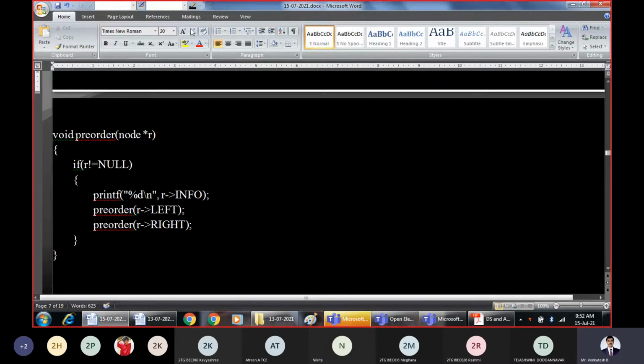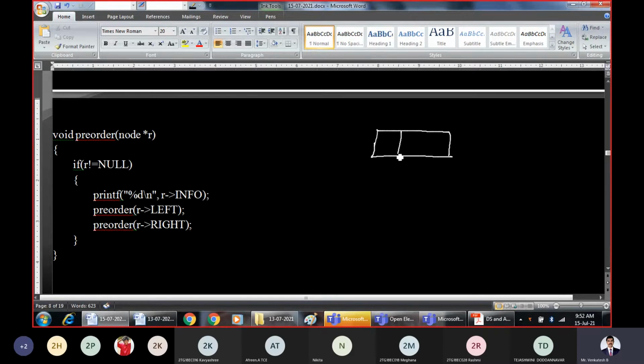As we are going to write the traversals here, I will write the tree here itself. That means these are the nodes. I will write it in a tree form now. 1, node 2, 3.